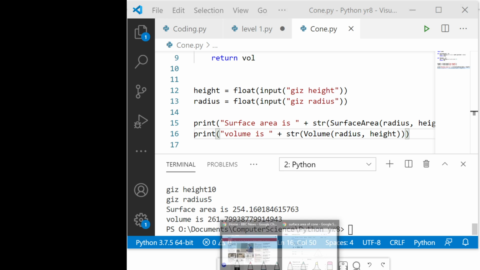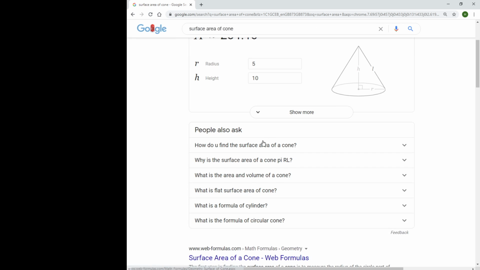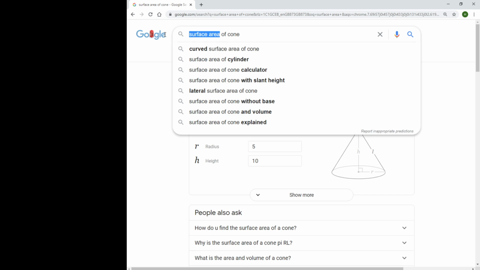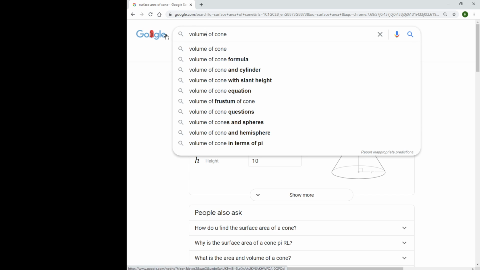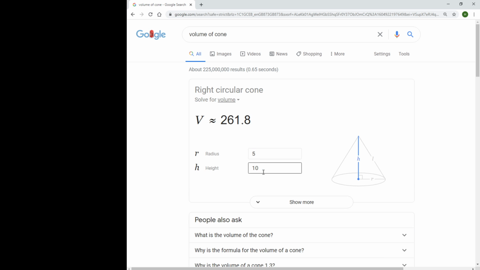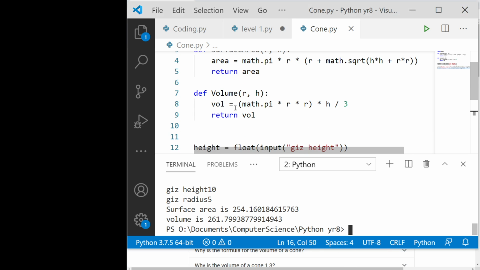So let's see if we can find a checker for this. What is the volume of a cone? I'll tell you a really good site in a sec that does a lot of this sort of thing. Right, so volume of a cone, I said radius 5, height 10, 261. Ooh, that's interesting. I think that's what I got. Yeah, I got 261. Right, let's check to see if we need that bracket round there.